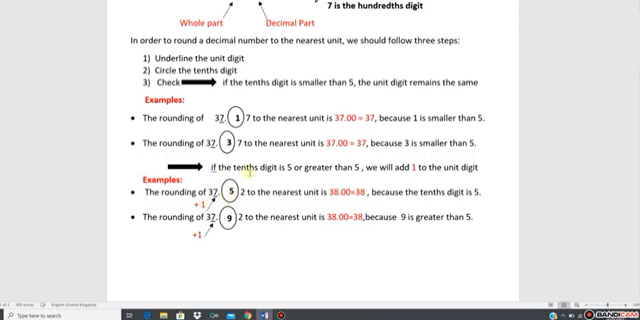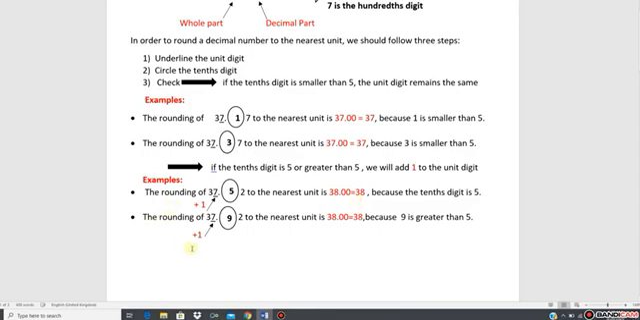So let's start rounding. 2 will become 0, 5 will become 0. We want to reach our aim, which is the unit. 7 plus 1 is 8, and the 3 remains a 3. So the rounding of this number to the nearest unit is 38.00, which is equal to 38.